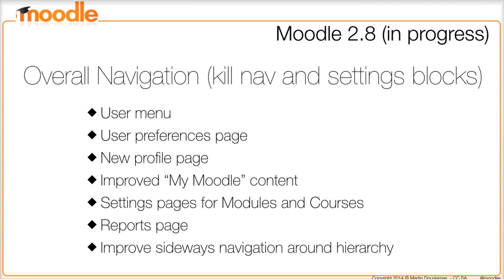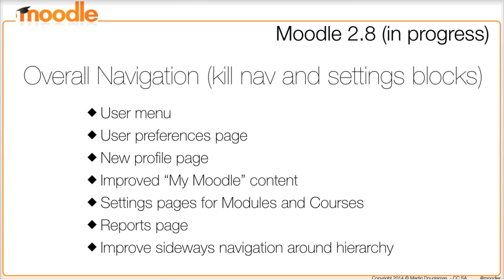So user menu I talked about. The user preferences page is something long talked about. So one page where a user can see all their preferences. Currently it's sort of mashed into your profile, and then not all the preferences are there. So it's unclear how to see all your preferences. One page is the idea.